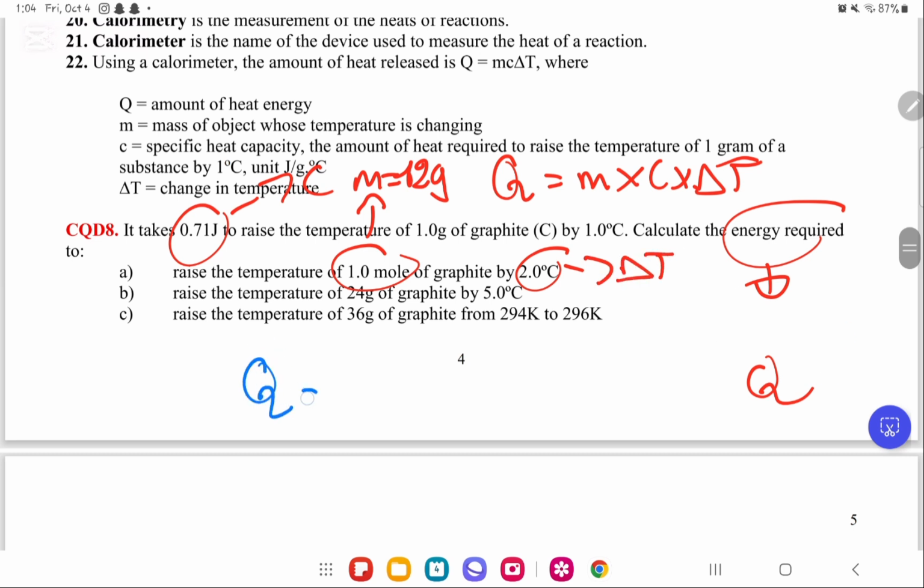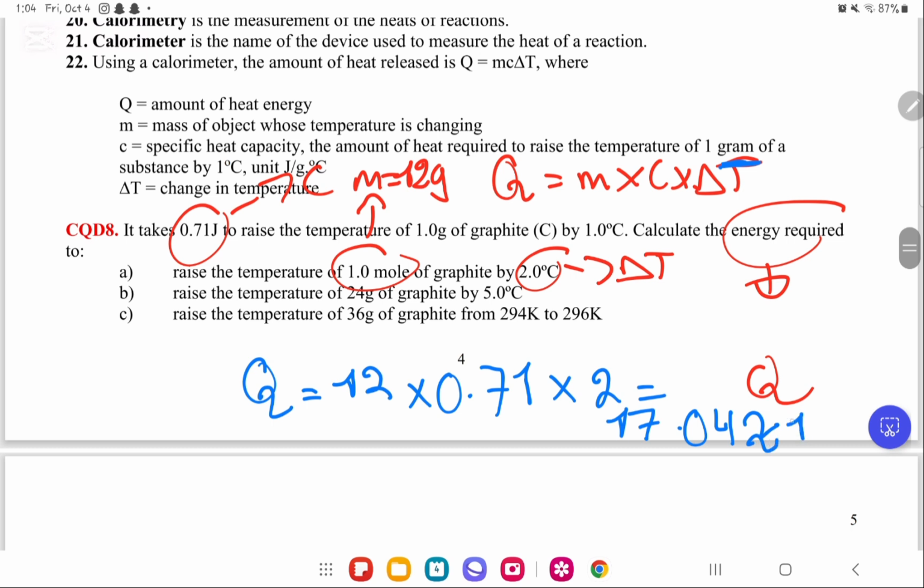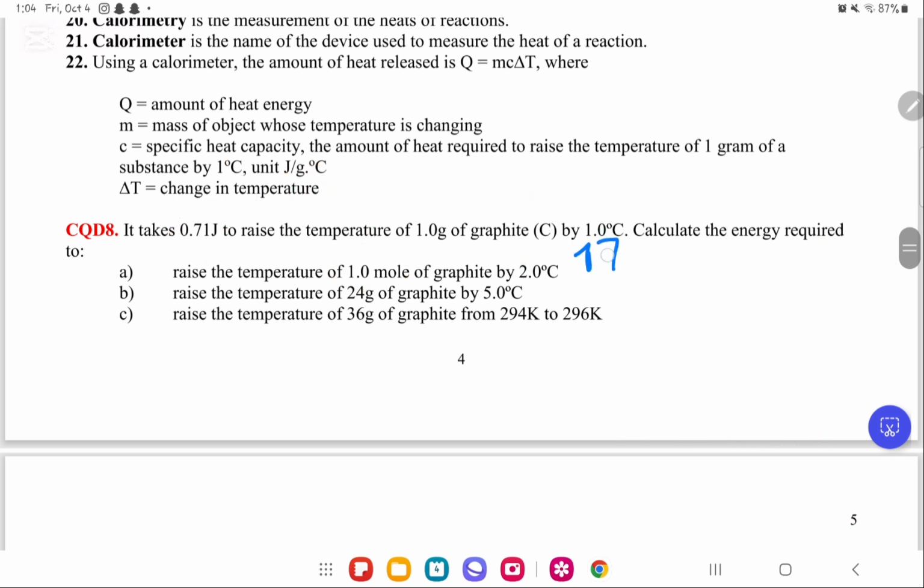So Q that we need to find is equal to 12 grams. In chemistry, always the mass is in grams, times C, which is 0.71 joules, times delta T, which is 2. So if we're going to do it, 12 times 0.71 times 2, we are gonna get 17.04, which is approximately 17. So the first one is 17.